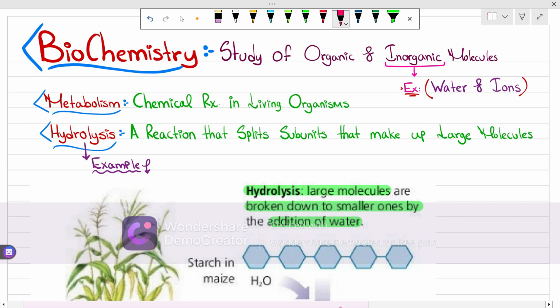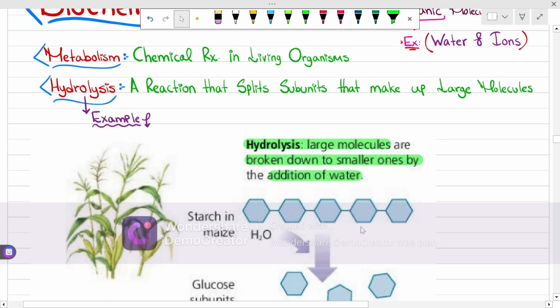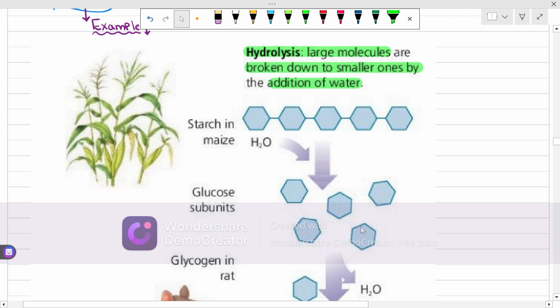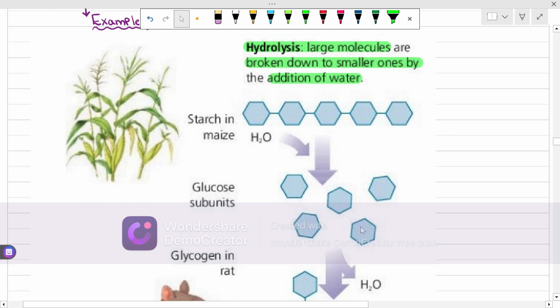Hydrolysis is a reaction that splits subunits that make up large molecules. For example, the formation of triglycerides is done by hydrolysis and condensation. Formation and decomposition of triglycerides. This is an example of hydrolysis where large molecules are broken down to smaller ones by the addition of water.